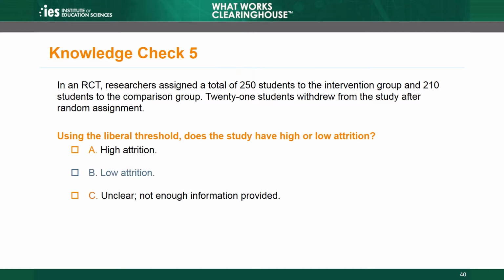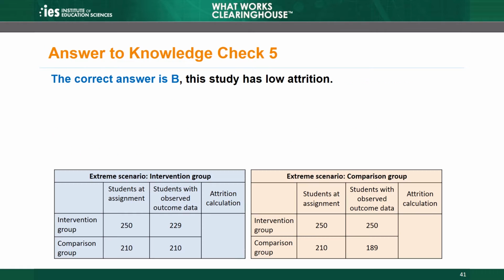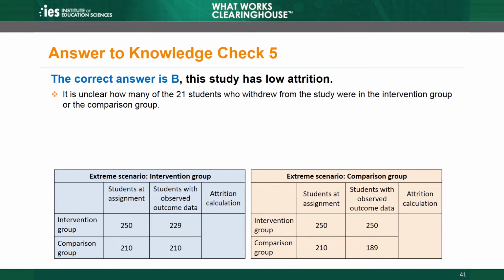C. Unclear, not enough information provided. The correct answer is B. This study has low attrition. Although it is unclear whether the 21 students who withdrew from the study were in the intervention group or the comparison group, we can calculate attrition under a worst-case scenario, with the 21 students either all in the intervention group or all in the comparison group.